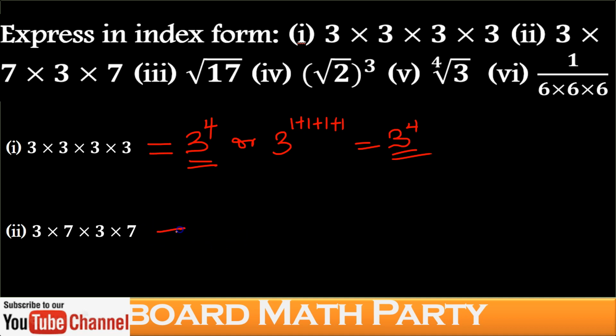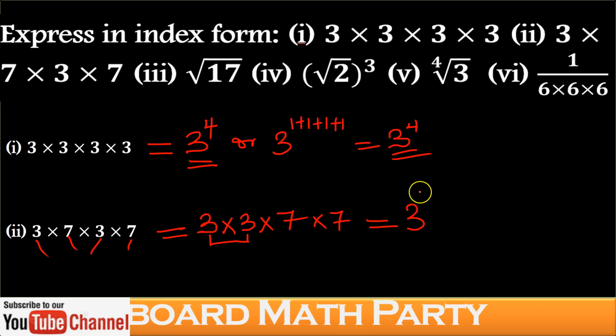That's it. Second one, 3 times 7 times 3 times 7. Watch something here. We have 3 and we have 3 here. I'm going to keep them close to each other as 3 multiply 3, and the two 7's, I'm going to keep them close to each other. So it's going to be 7 times 7. Now it's easy for me to know that there are 2 3's, which is 3 to the power of 1 plus 1 is 2, 3 to the power of 2, and 7 times 7 is 49.